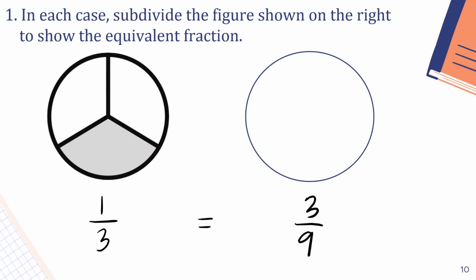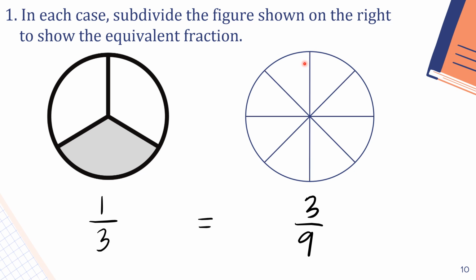Now we've got a circle, and we're asked to subdivide the figure on the right to show the equivalent fraction. Our circle on the left is split up into 3 equal pieces, and 1/3 is shaded, so just 1 out of the 3 pieces is shaded. We need to split our circle up into 9 pieces. So you can see I've just drawn a line down the middle and then an X to split that circle into 9 slices. I'm going to shade 3 of the slices.